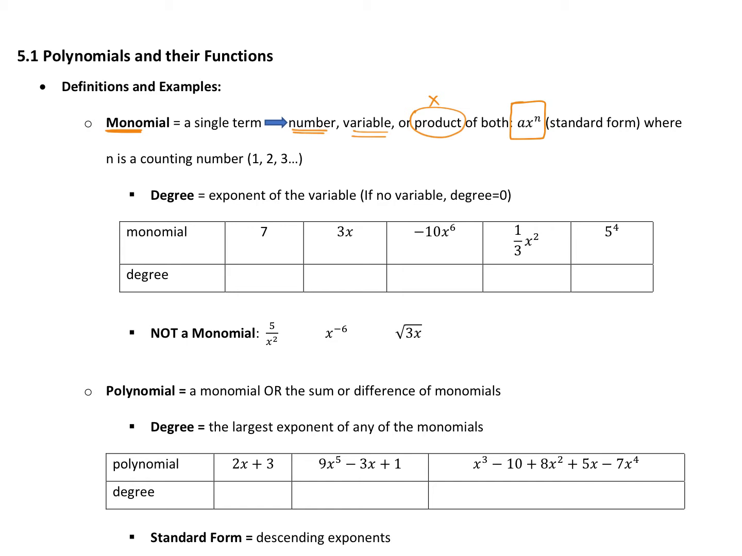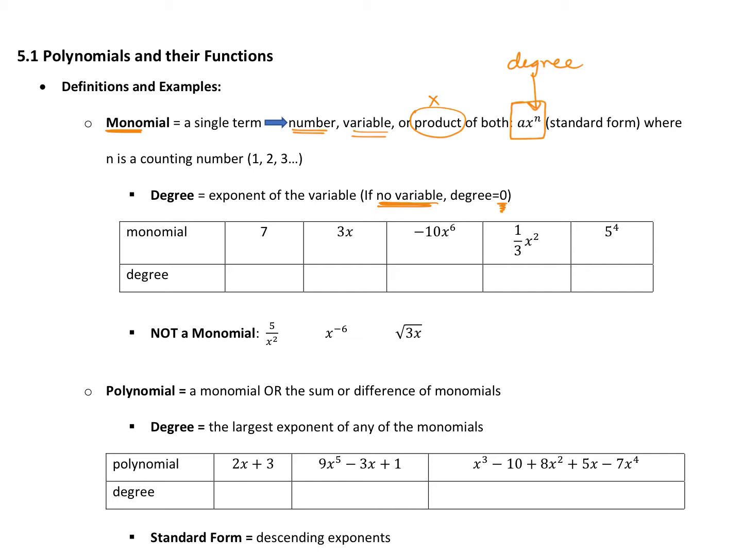The degree of a monomial is the exponent of the variable. So this n, okay, that's your degree. But here's the thing that can get a little bit confusing sometimes. If there is no variable, your degree is 0. What's a variable? X, Y, Z, A, G, a letter, right? It's a placeholder. So if there is no variable, the degree of that monomial is 0, okay?